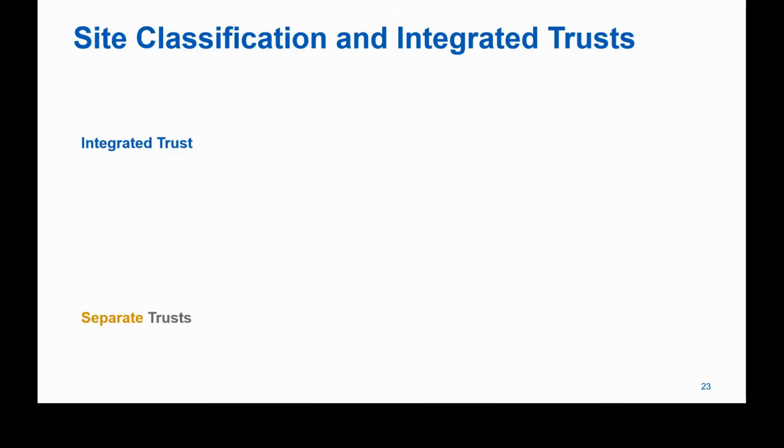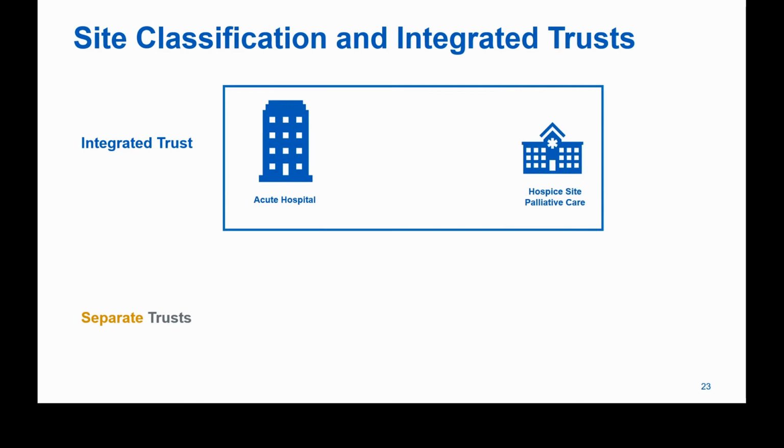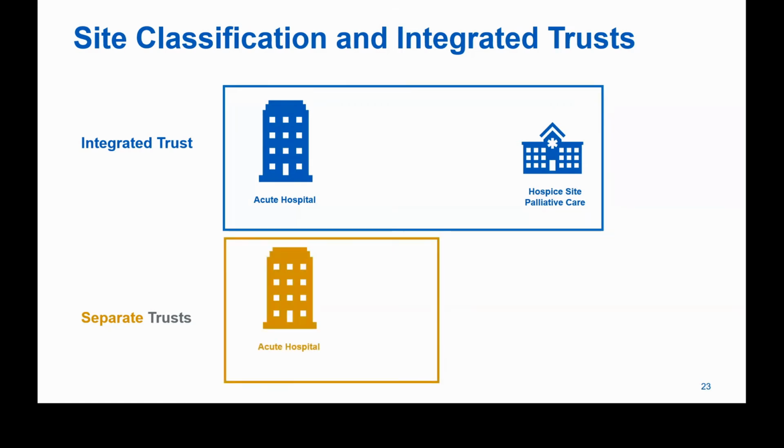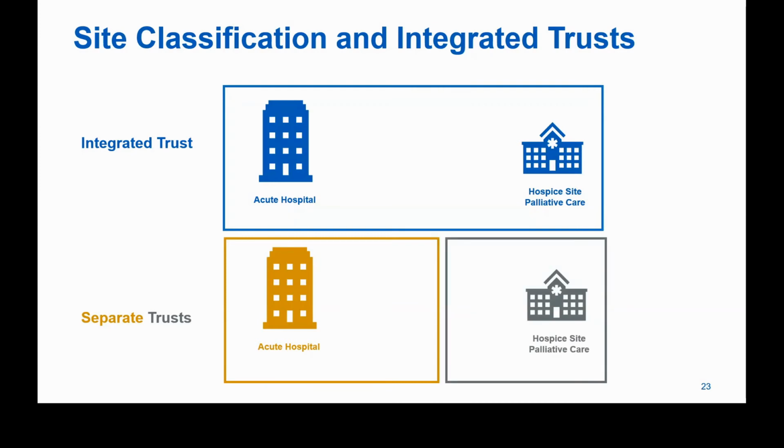I mentioned earlier that we've taken the SHMI from a trust level to a site level. So it's worth looking at some of the implications around sites within the SHMI. If we take an integrated trust, we may have within it an acute hospital and a hospice site offering palliative care. They may be virtually in the same location, or separated by a mile, but they're part of the same trust. We might have the same scenario in a different location where the acute hospital is one trust, and a hospice site offering palliative care is a second trust. They could also be in very close proximity to each other, but they're classed as different trusts.